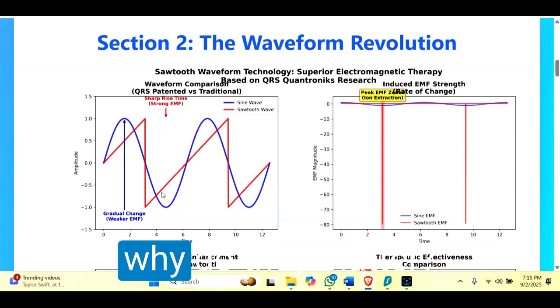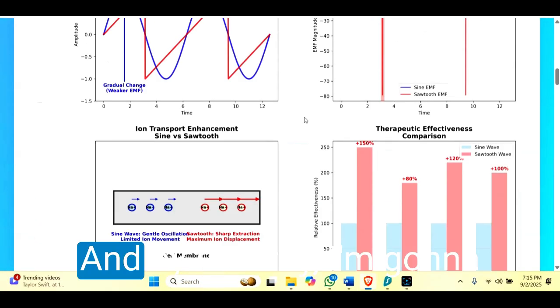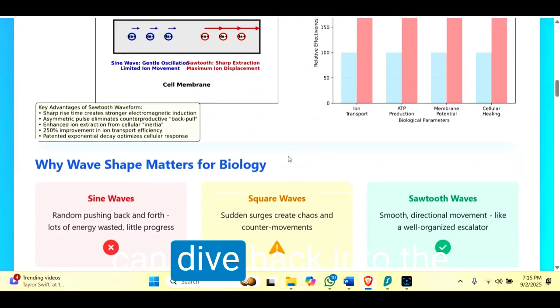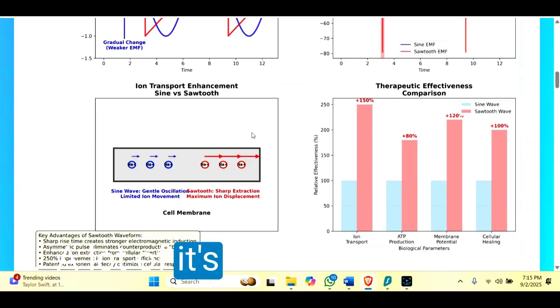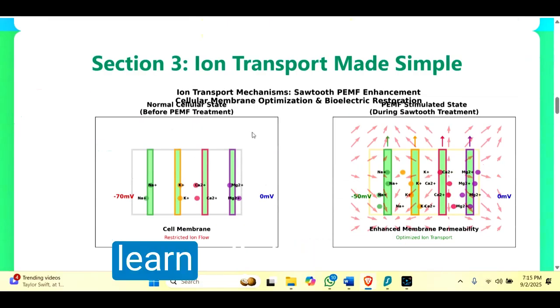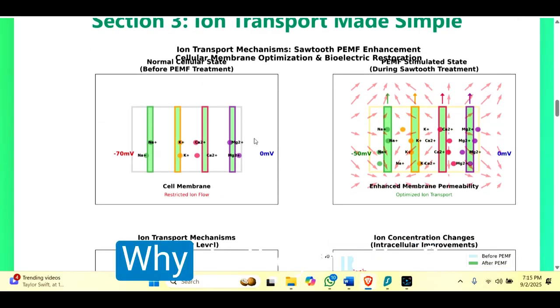What are ions and why do they matter? Let's skip down to the next section. And by the way, I'm going to put the link to this slideshow below in the description box so you guys can dive back into the graphs a little bit more. A lot of it's from the research with this particular brand, and you can look into it and just dive in, learn a little bit more. So what are ions? Why do they matter?